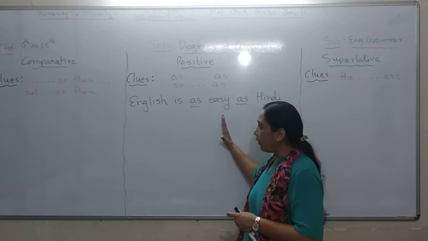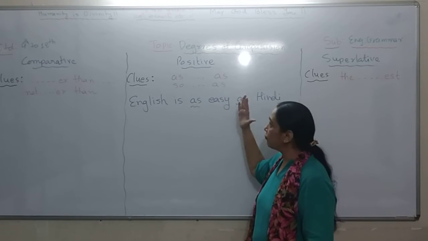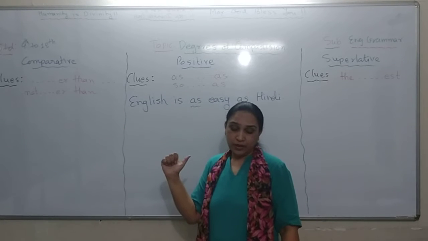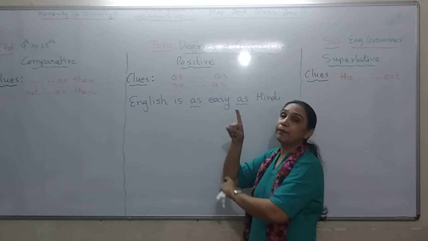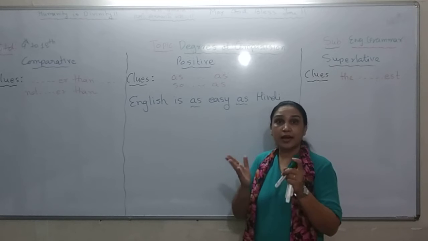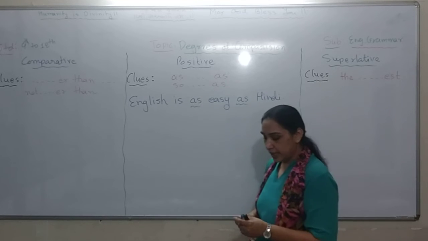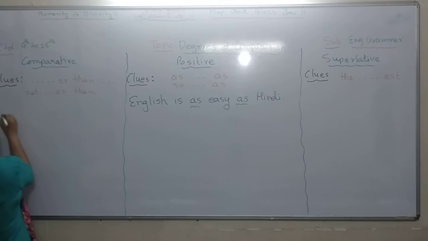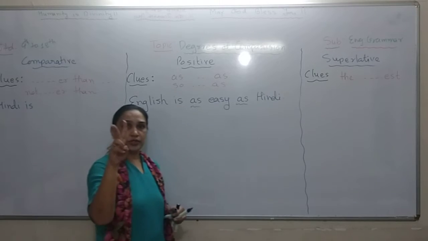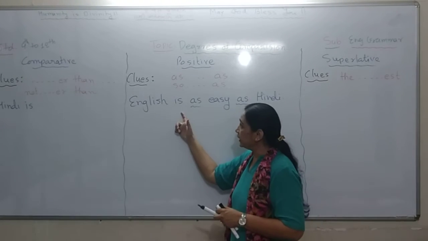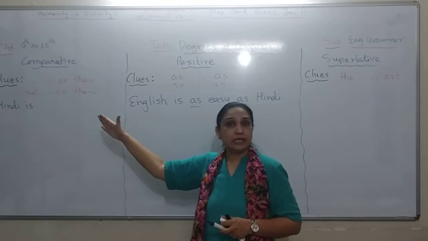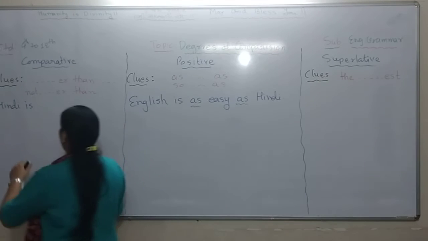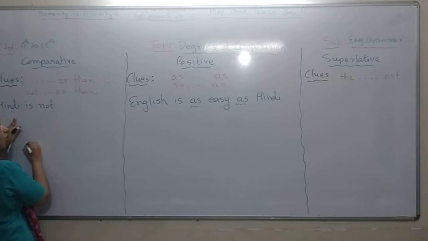Got it? Now let us convert the same sentence from positive to comparative. So dear, just remember three steps. The first, I will change the place of my two subjects which I am comparing. So obviously Hindi will come in front now. Hindi is. Second change: if my sentence in positive degree doesn't have negative sense, I will add negative sense, and that is not. Hindi is not.